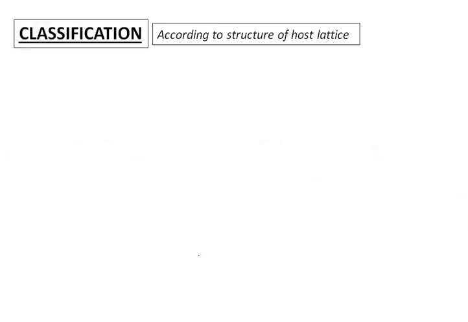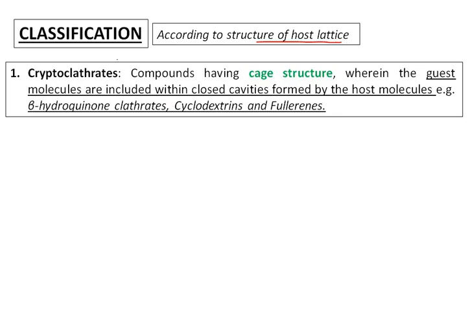Now, after the definition, we classify inclusion compounds in various ways. The very first way is on the basis of the structural feature of the host lattice, or the host molecule. On that basis, inclusion compounds are classified into three categories. The very first is the cryptoclathrates, right? These are compounds having a cage structure where the guest molecules are included in a closed cavity. A very beautiful example is cyclodextrins, and recently furans have also been included.